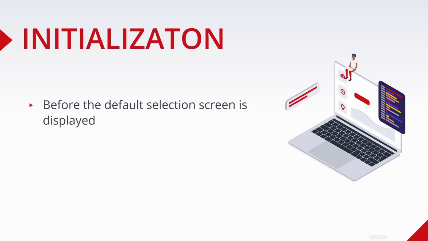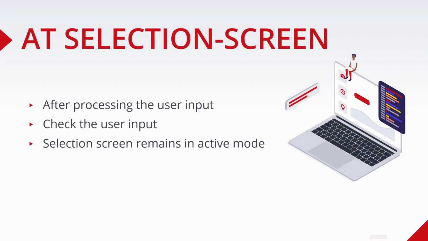First of all, you can use initialization. The coding after using initialization is being used before the default selection screen is displayed. You can also use at selection screen. After processing the user input, it is triggered, and this event is used to check the user input before executing a program. And after processing the user input, the selection screen remains in active mode.